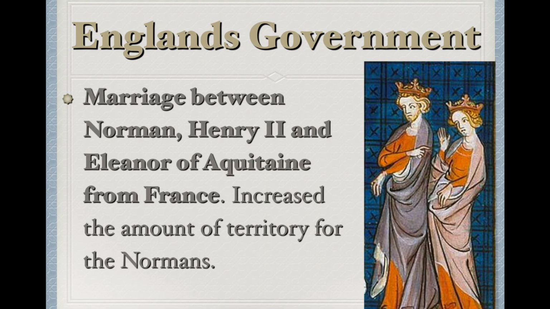So following the Battle of Hastings, a military victory, the Normans continued to take over what was formerly known as Anglo-Saxon territory, not only through power and bloodshed, but through wedlock. An example is the marriage between Norman, Henry II, and Eleanor of Aquitaine from France.